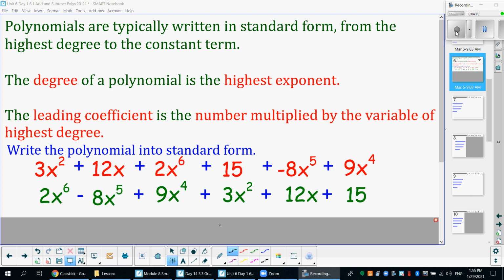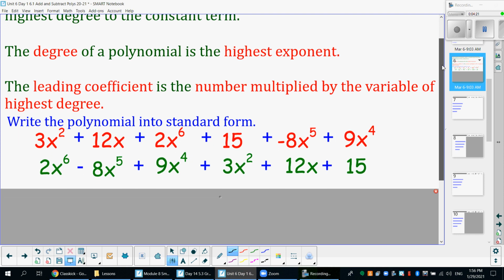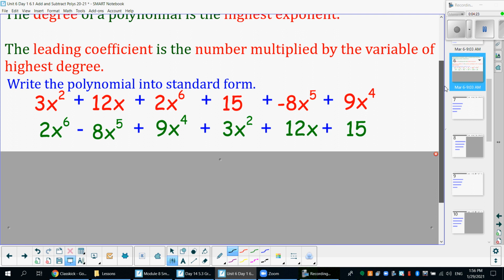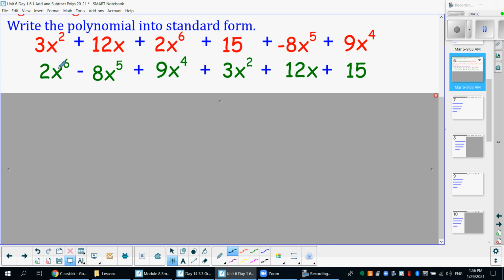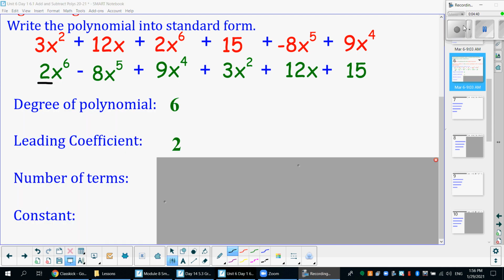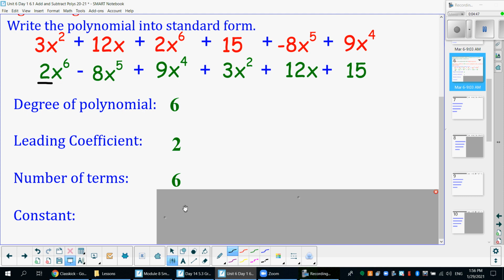Now that the polynomial is written in standard form, we want to answer questions about the degree, the leading coefficient, the constant, and the number of terms. So again, our degree we said was 6, right? That's the highest degree of our polynomial. The leading coefficient is the number in front of the variable for that term, so our leading coefficient here is 2. How many terms does the polynomial have? Well, each of these items here is a term, and if we count them up, we have 6 terms.